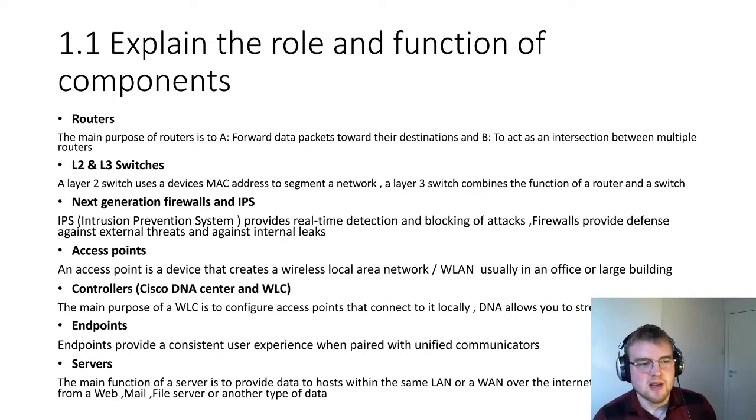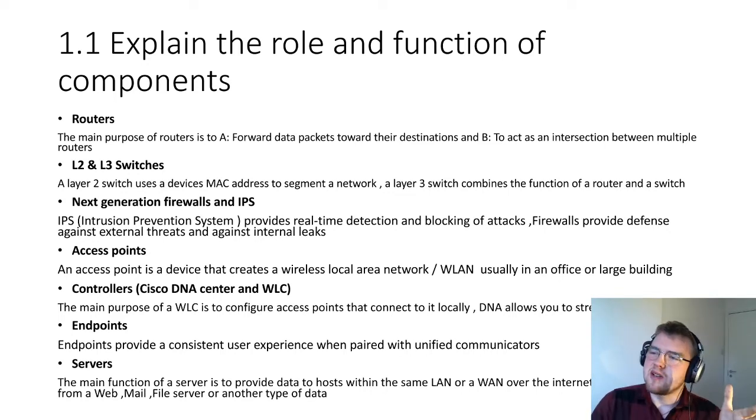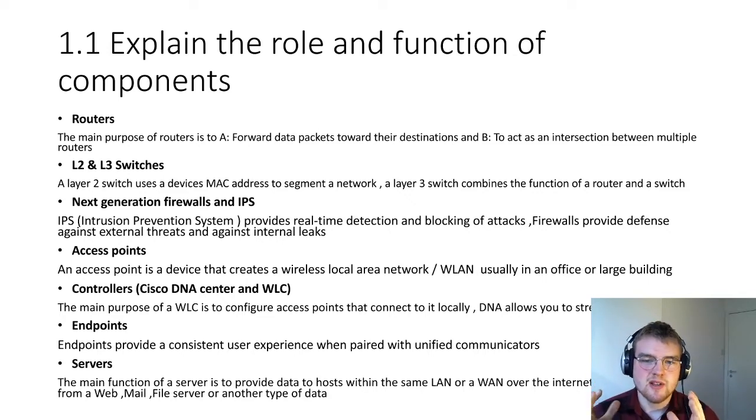So the first bit is explain the role and function of routers. So what is a router? You don't exactly need to know what they look like right now, although if you Google a router you can see one. What a router does is, as it says here, the main purpose of a router is to forward data packets toward their destination. What does that mean? You have a host or device, and it sends something into the router, you're the router, and you receive it, and you need to put it somewhere else. That is forwarding somewhere else. So that's the number one function.